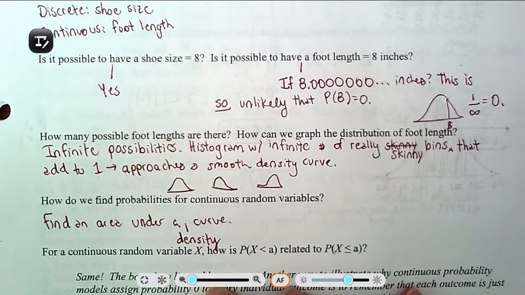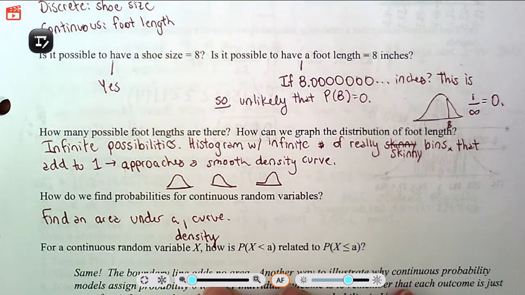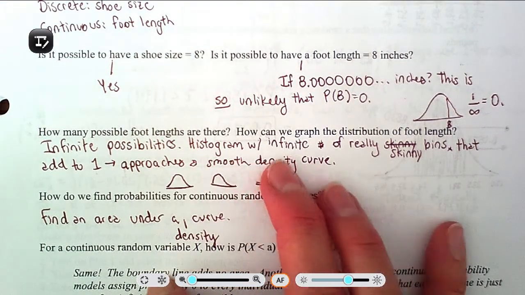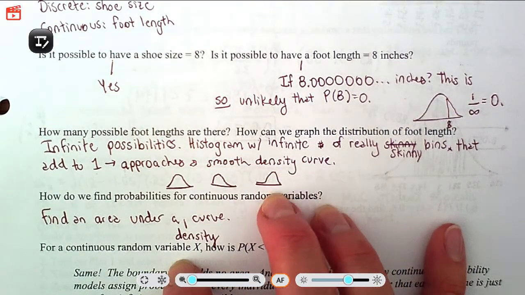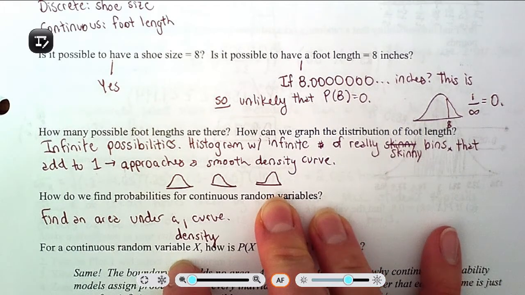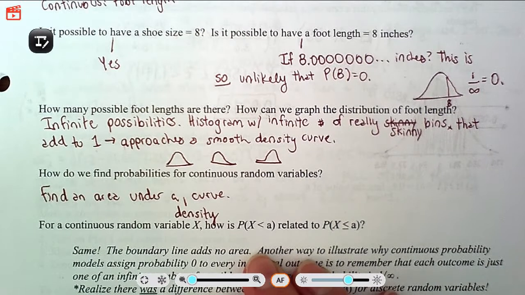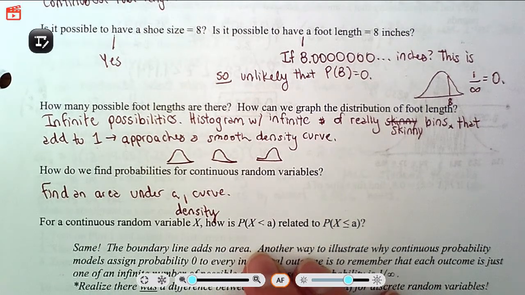How many possible foot lengths are there? How can we graph the distribution of foot lengths? There are infinite possibilities. A histogram with an infinite number of really skinny bins that adds up to 1 approaches a smooth density curve. How do we find the probabilities for a continuous random variable? Find an area under a density curve.